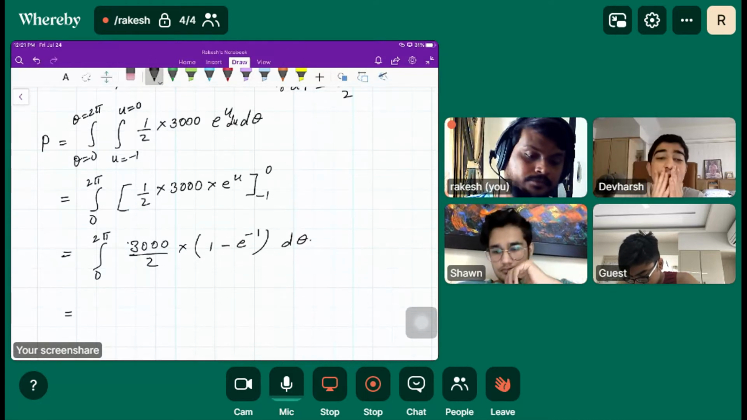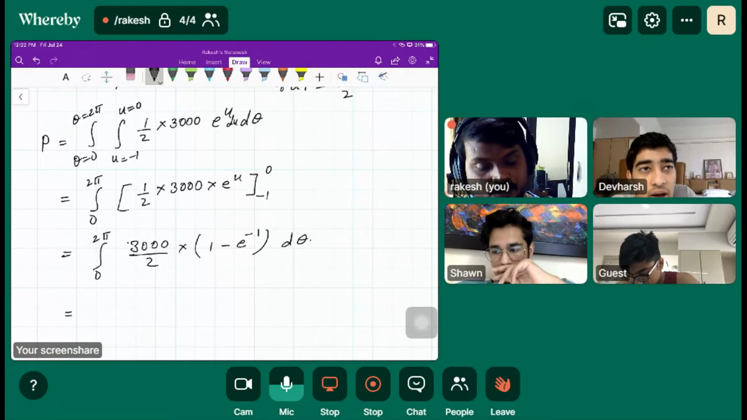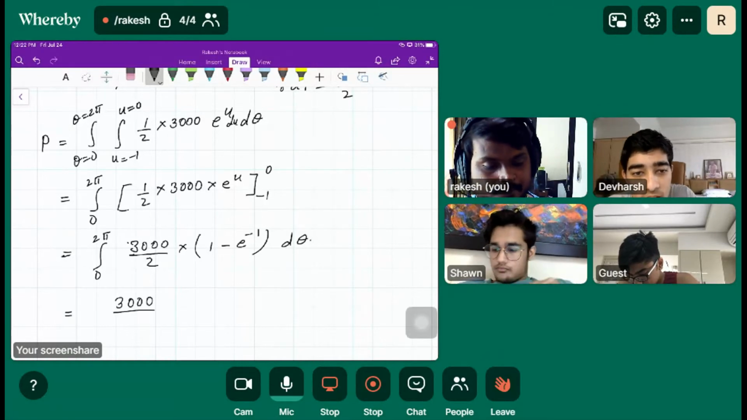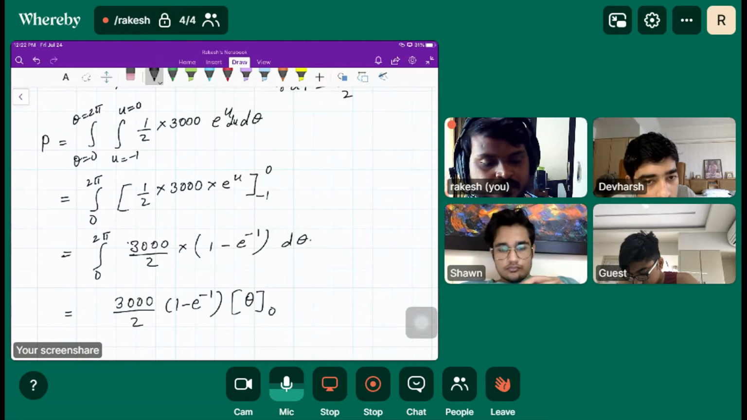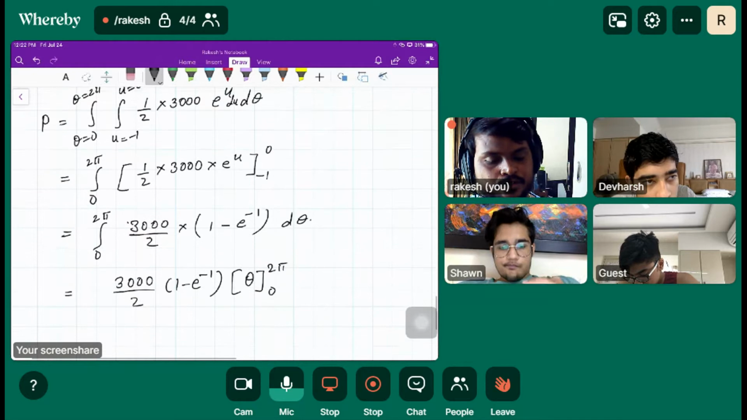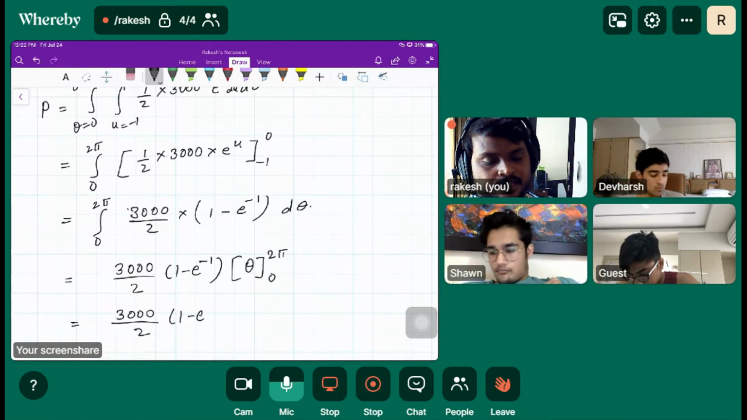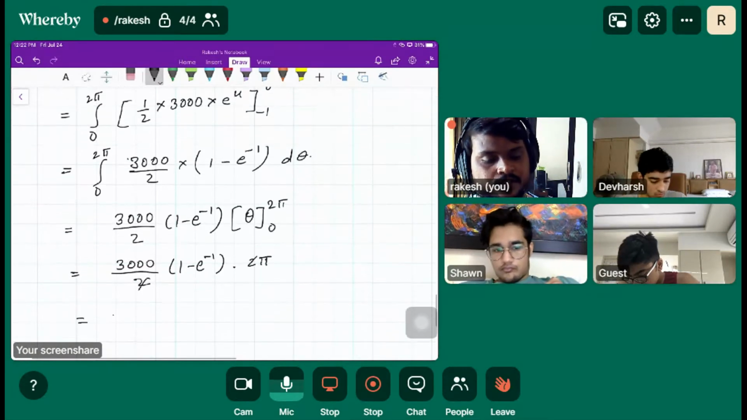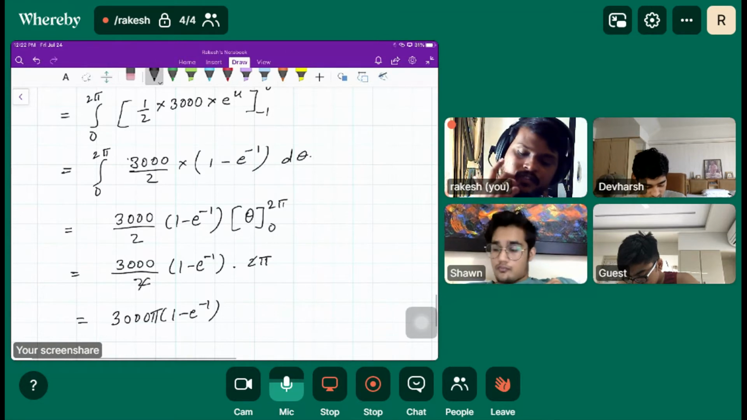Okay, I know my mistake. I did the whole constant into theta from 0 to 2 pi. So this will be 3000 upon 2, 1 minus e raised to minus 1, into 2 pi. The 2 will cancel out, and we get 3000 into 1 minus e raised to minus 1, times pi. So this will be roughly 5958.